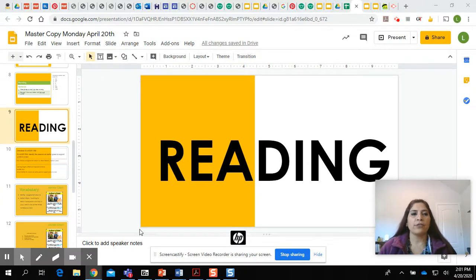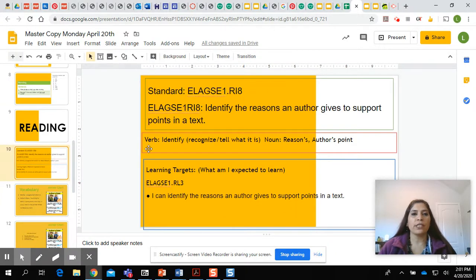Our reading lesson for today, our focus for today, is going to be on RI8, which is basically to identify the reasons an author gives to support the points in a text. Well, the first thing we need to do is understand the vocabulary words or the unknown words, and then we'll deconstruct the standard and try to see what the standard is telling us to do. So the unknown word or the vocabulary word is identify.